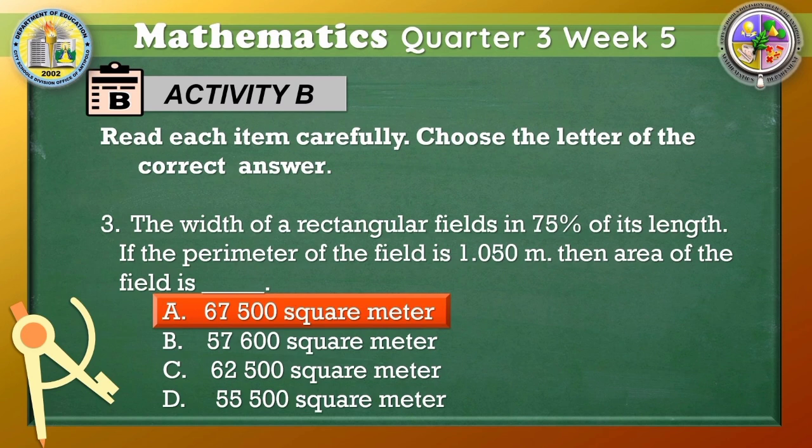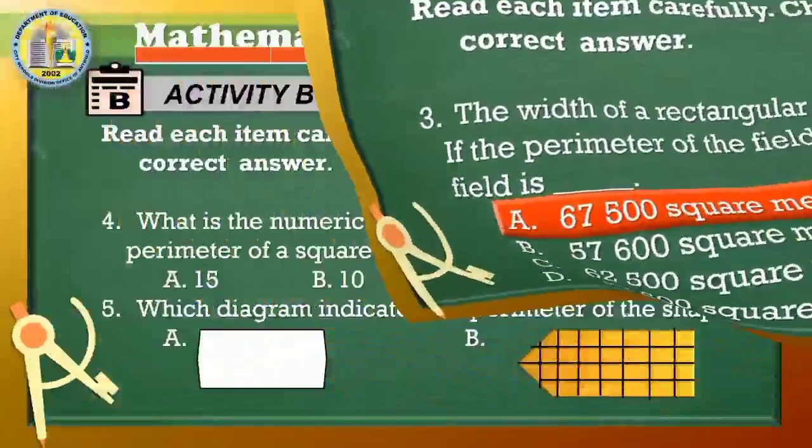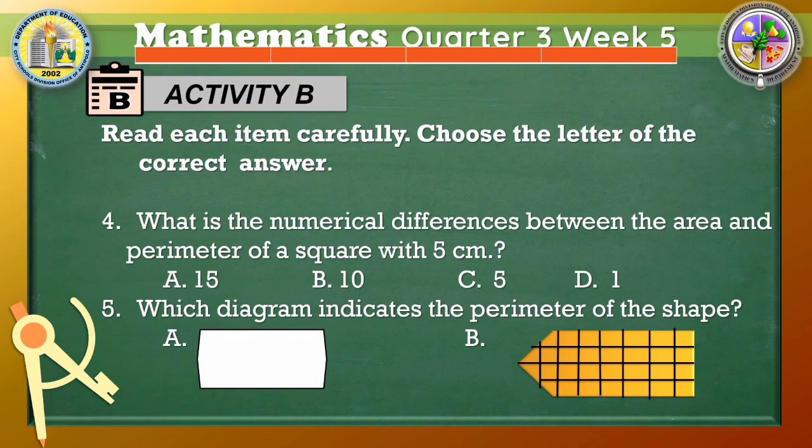Let's have now number 4. What is the numerical difference between the area and perimeter of a square with a side of 5 centimeters? Is it A, 15, B, 10, C, 5, or D, 1? What is your answer? If your answer is letter C, then you are correct. Good job, kids! Now let's have number 5.